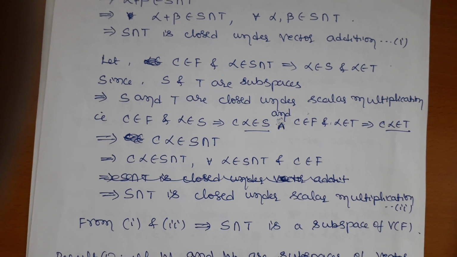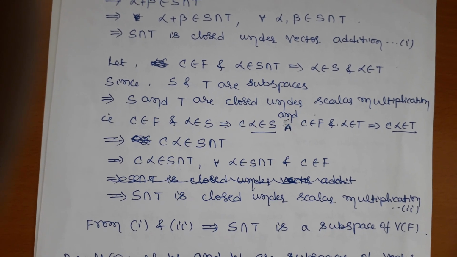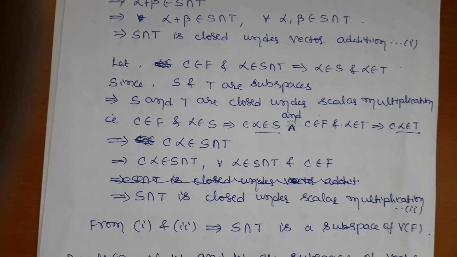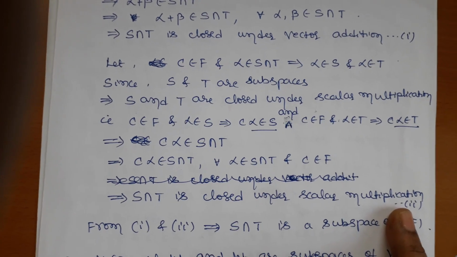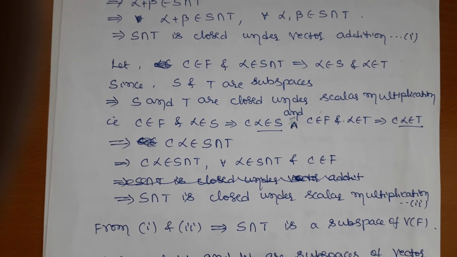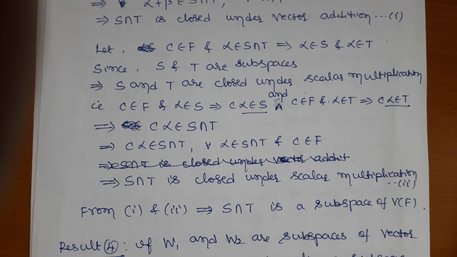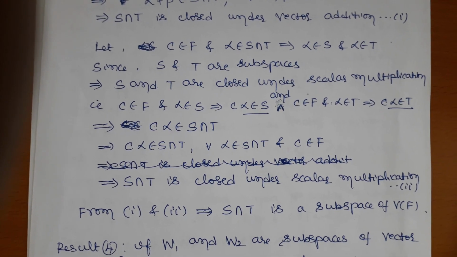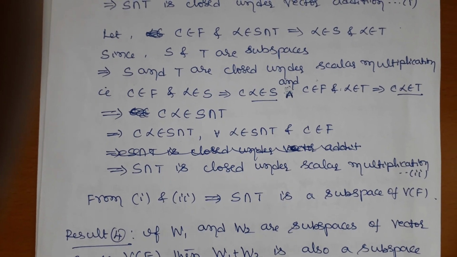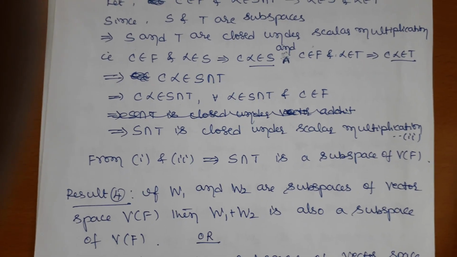Therefore, from 1 and 2, already derived, S intersection T is closed under vector addition and also closed under scalar multiplication. Therefore, we say that clearly S intersection T is a subspace of a vector space over a field F. This completes the proof that the intersection of any two subspaces is again a subspace.